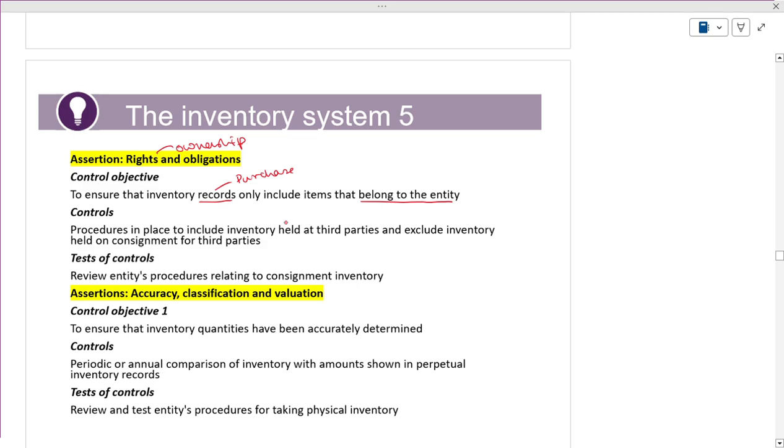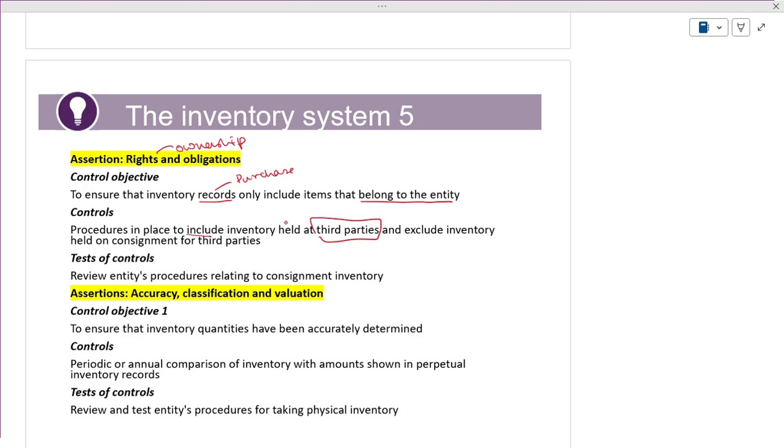Procedures include inventory. Means when you have the rights, anything with respect to a third party is also your inventory. You have to include anything with the third party, and you have to exclude inventory that is sold; you should not take that into consideration. You have to keep it separately.